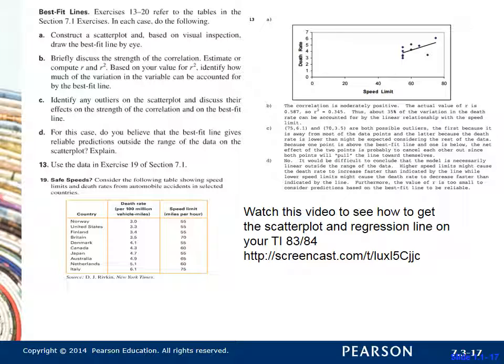Part C, identify any outliers on the scatter plot. Well, you've got that one at 75.61 out towards the end and up high, and then another one at 73.5, so those two are kind of one high above, one high below. But how would it affect the line? Because one's above and one's below. It wouldn't affect the line too much because they kind of cancel each other out.